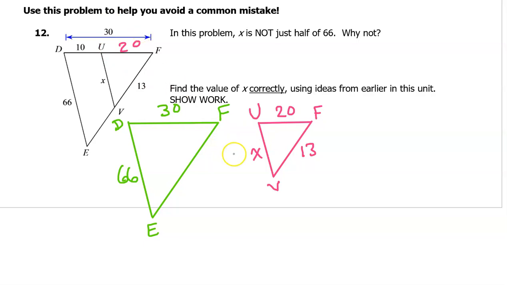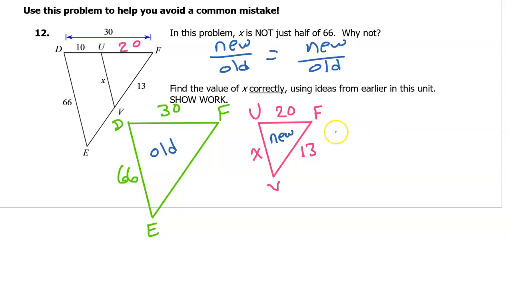Now we're going to do a proportion. I'm going to look at one triangle as new and one triangle as old. It doesn't really matter which one is new and which one is old, but we will set up our proportion in the form new over old. You know what, let me move this out of the way. We're going to set up our proportion in the form new over old is equal to new over old. So for example, I'm going to start with the X. So if I go new over old, that's going to be X over 66.